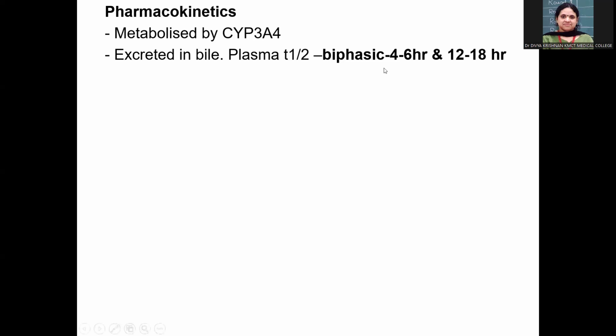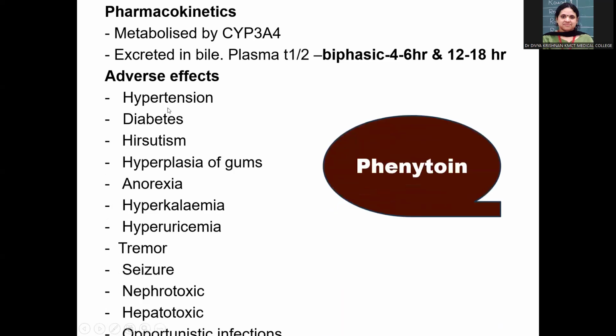So you can see that it has a T half of 4 to 6 hours and an elimination T half of 12 to 18 hours. So this is one drug which has a biphasic T half. Now let us look at the adverse effects. So you can see here: hypertension, diabetes, hirsutism, hyperplasia of gums, anorexia, hyperkalemia, hyperuricemia, tremor, seizure, nephrotoxic, and hepatotoxic.